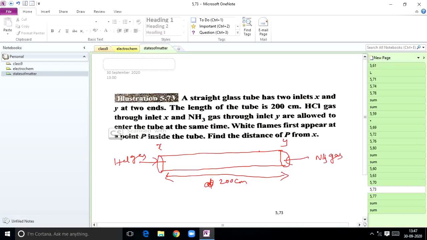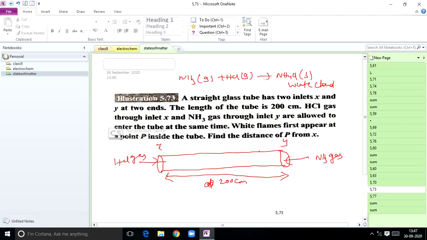Both gases are allowed to enter into the tube at the same time. What happens when ammonia interacts with HCl gas? Both are reacting gases, and you are going to get ammonium chloride solid. A white cloud appears in the tube. White fumes first appear at the point P inside the tube. Find the distance of P from X.